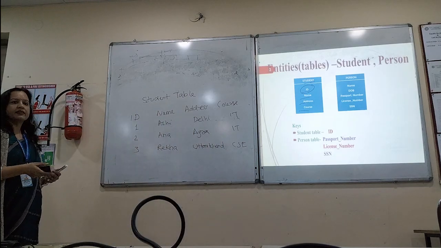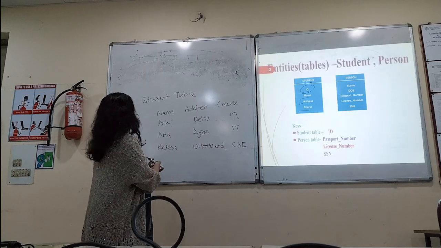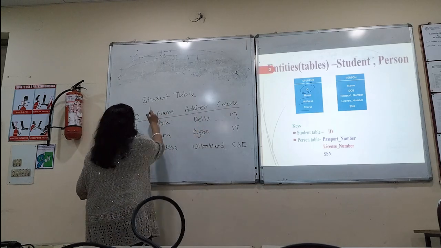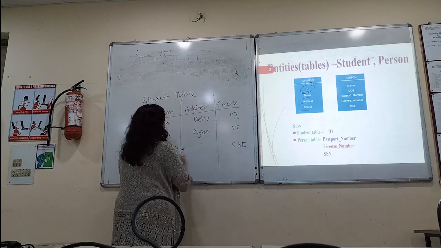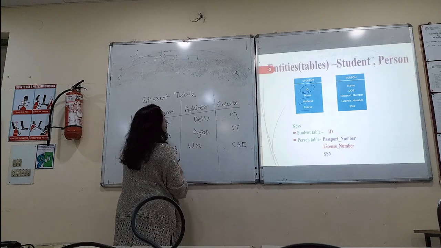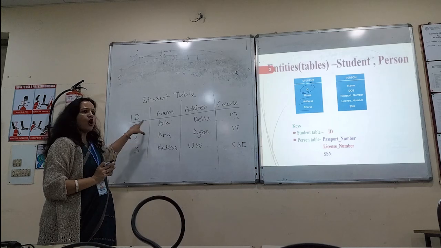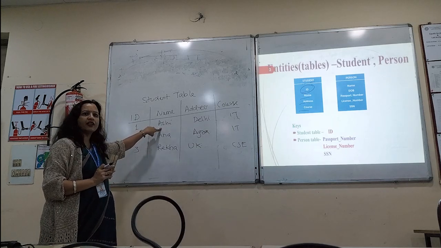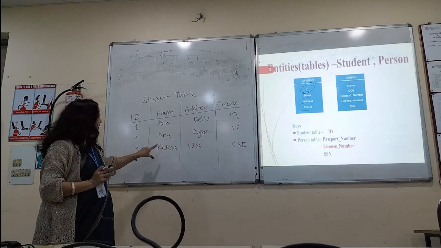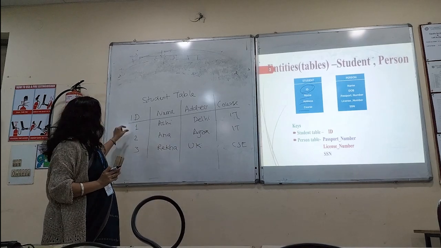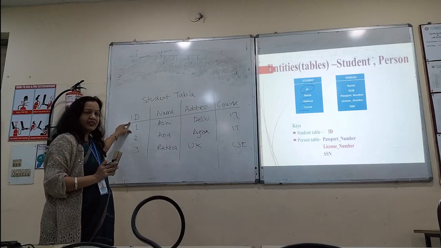Here the name of the table or the relation is student. Here we have four attributes: ID, name, address, and course. So you can see, if I call roll number 1, Ashi will be pointed out. If I call roll number 2, Anna will be pointed out. If I call roll number 3, Rekha will be called, right? So you can see the ID is identifying a single row uniquely.